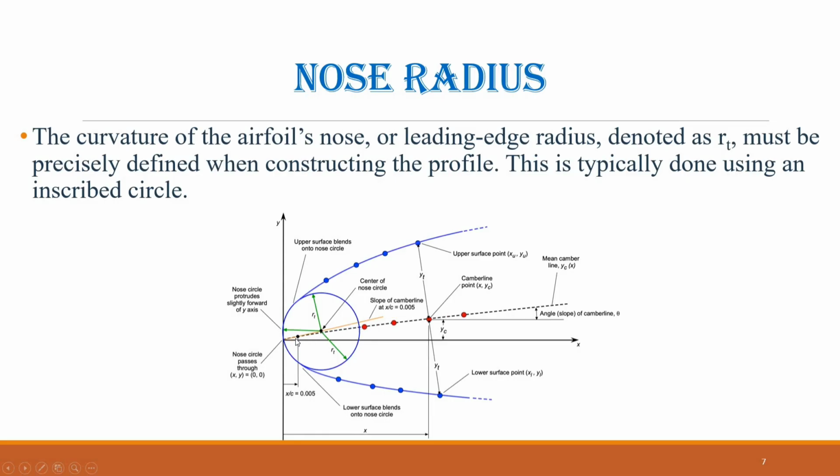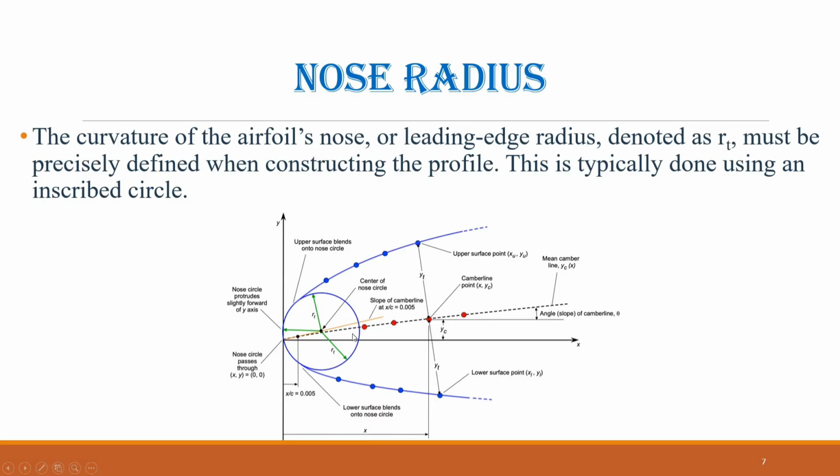The center of the circle is then positioned by moving along this line a distance equal to the desired leading edge radius. This point becomes the center of the nose circle, which defines the curvature of the leading edge. It's important to note that the center of the nose circle does not lie directly on the mean camber line, but slightly above it, reflecting the natural curvature of the airfoil's nose.